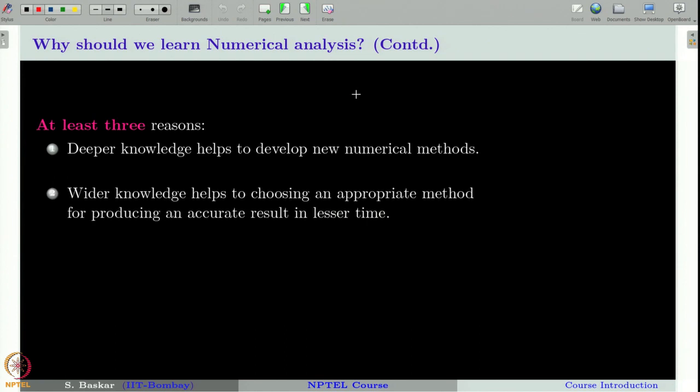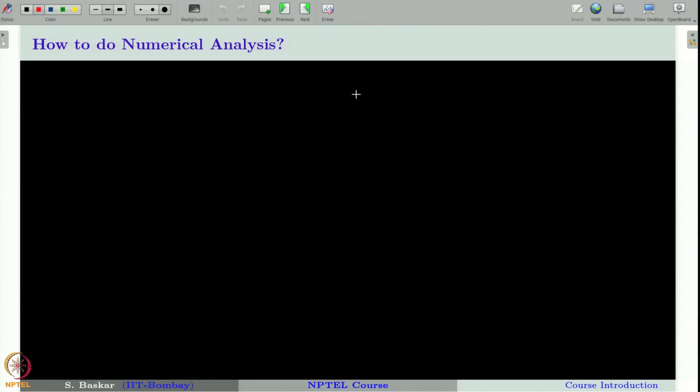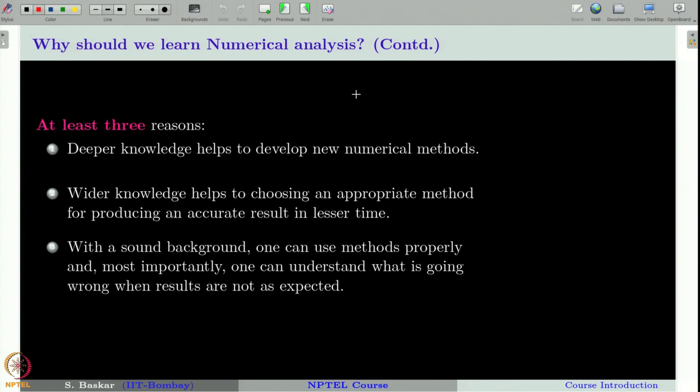Wider knowledge of numerical methods and their analysis will certainly help us to choose an appropriate method for producing an accurate result in lesser time. This is especially useful when we have more than one method for a given mathematical problem. Of course, with a sound background, one can use methods properly, and most importantly, one can understand what is going wrong when the results are not as expected. Therefore, it is very important for us to understand certain numerical methods and their analysis before actually using them. Especially, we will try to learn some mathematical tools to do error analysis.